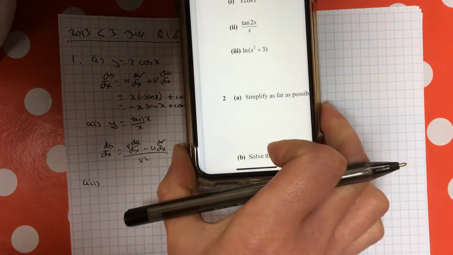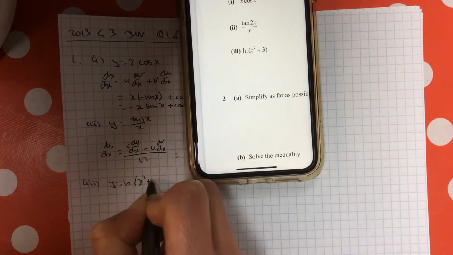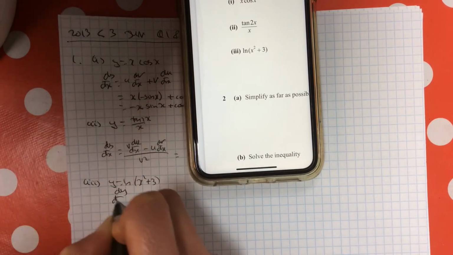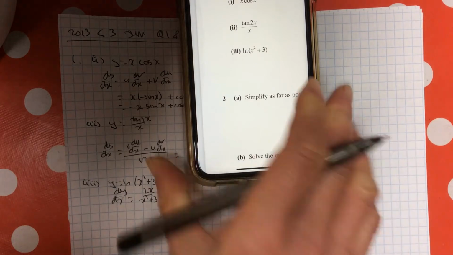And your third one is just a wee log. So y equals log of x squared add 3. So to differentiate that, the derivative goes on top and the function goes in the bottom.